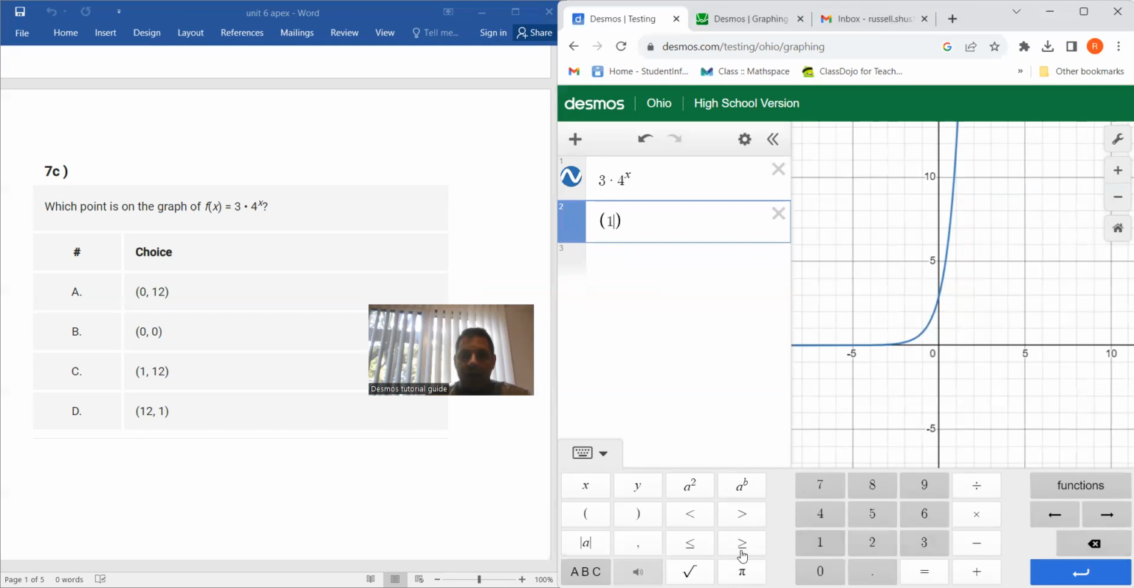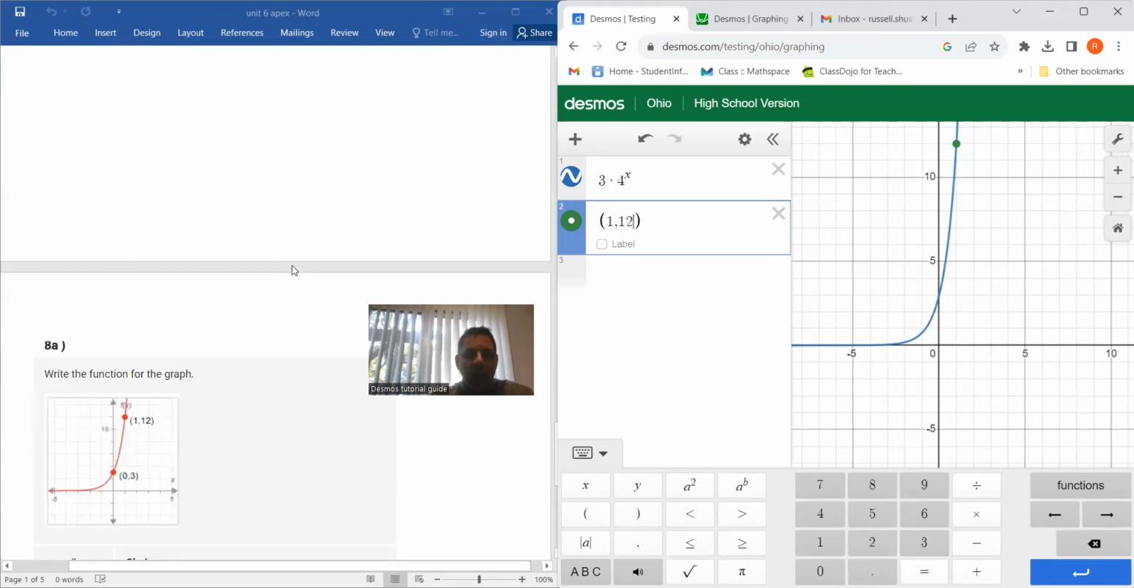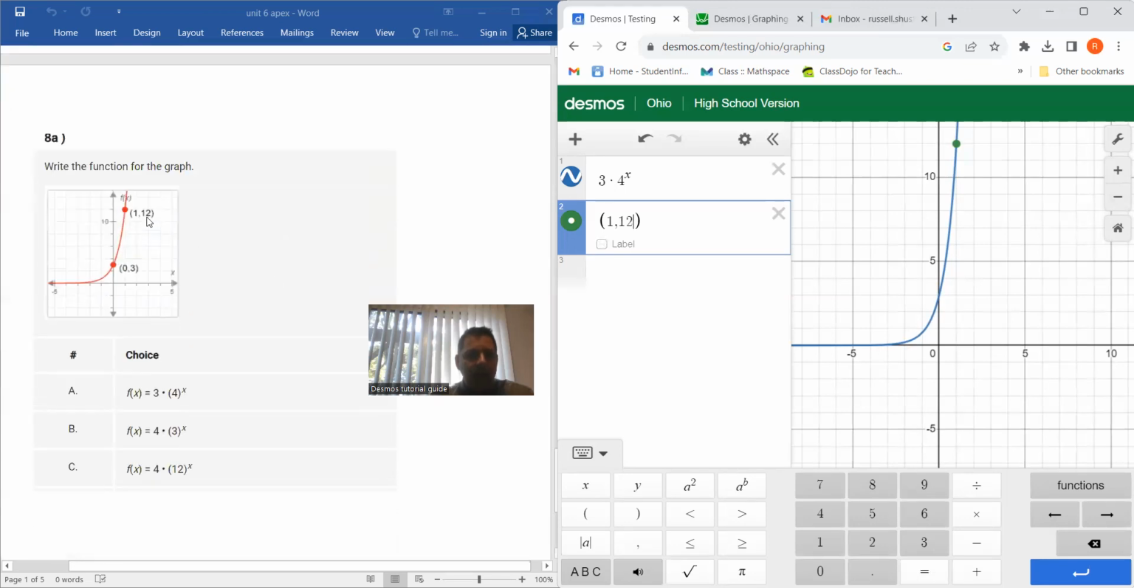So we'll go to the next choice, 1, 12. Notice how that is exactly on the blue graph. I know C is the choice because 1, 12 is on there. That should make sense, because 4 to the first power is 4. 3 times 4 is 12. That should just make sense, plugging in 1 for x, and you get 12 for y, or f of x. But no problem checking it with Desmos.